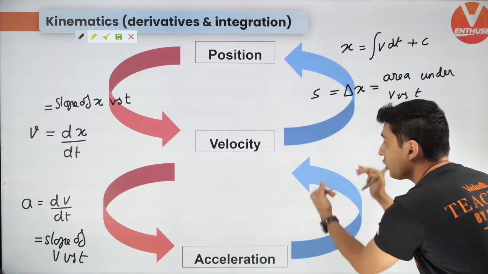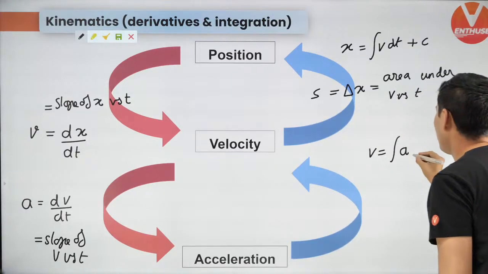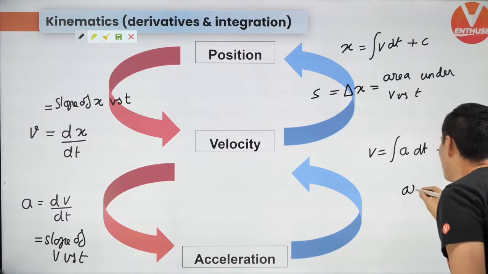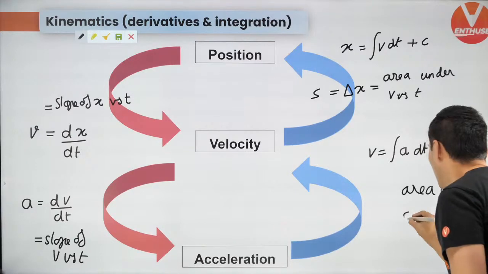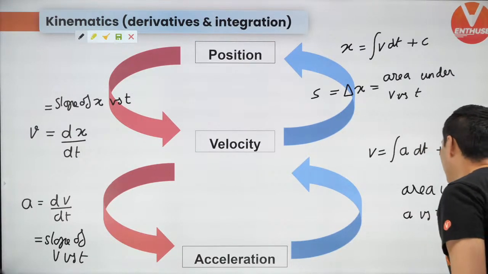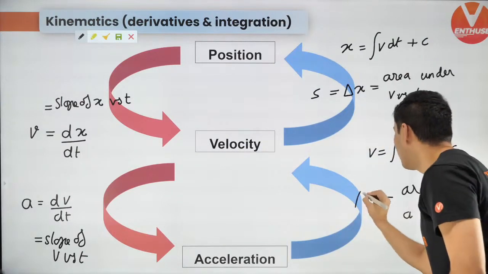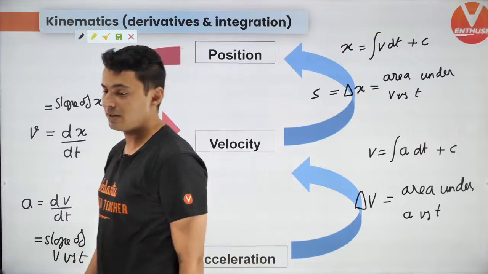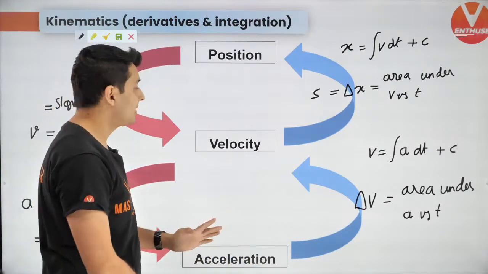Similarly, when you go from acceleration to velocity, velocity is again the integration of acceleration plus some constant. So the area under acceleration versus time does not give you velocity. Please keep this in mind. What does it give you? Change in the velocity. So this is very important. A lot of people make mistakes. All right, next thing that you need to keep in mind.